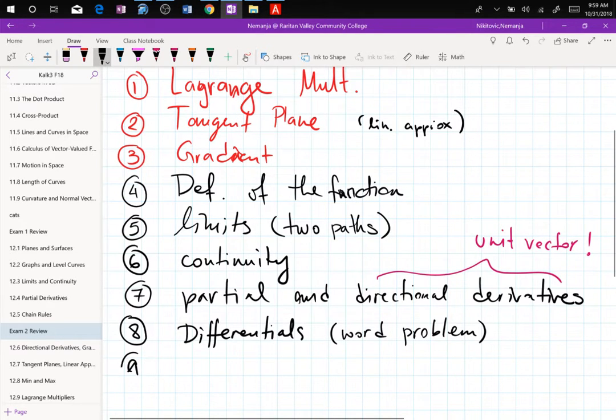Number 9, min-max. So min-max for number 9, because we also have a saddle point now, right? So you have to know the capital D, and then fxx, and then whether capital D is less or larger than 0, and then whether it's min-max or a saddle point. So you have 3 different cases. So min-max, saddle.